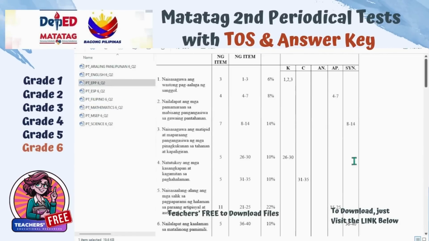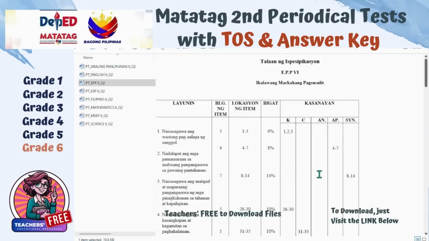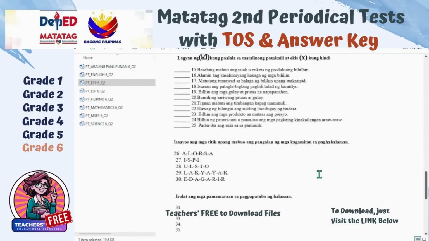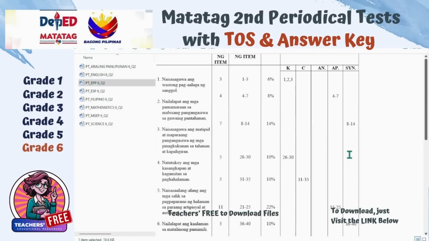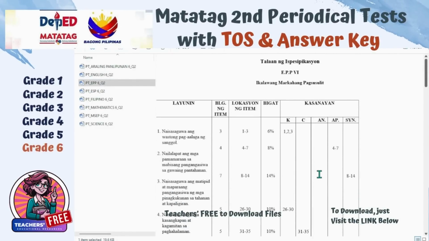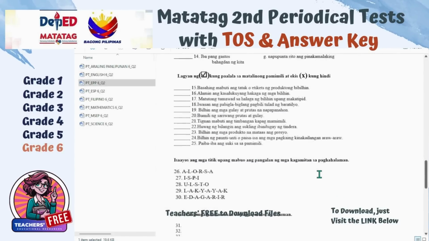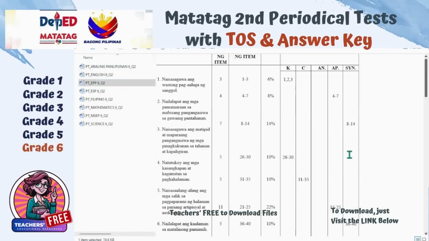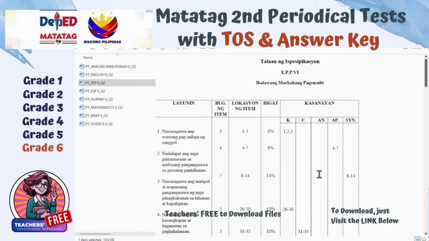We also have the EPP 6-second periodical test, which covers proper care of infants, including feeding and safety, effective management of household tasks, resourceful management of household materials and the environment, identifying tools for gardening and plant care, understanding artificial and asexual plant propagation, smart shopping practices, systematic plant care for growth, different methods of food storage.